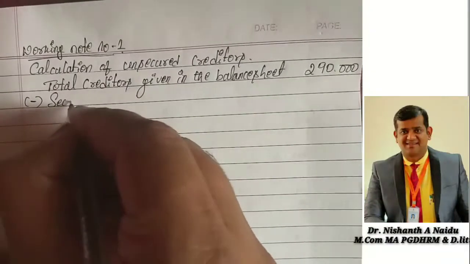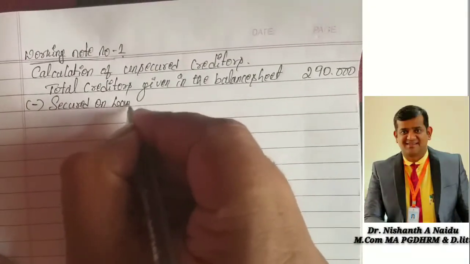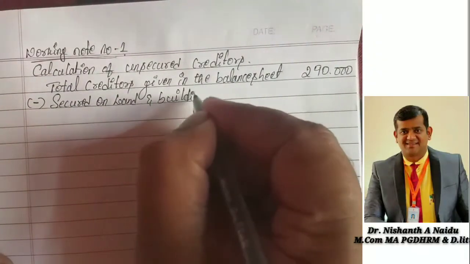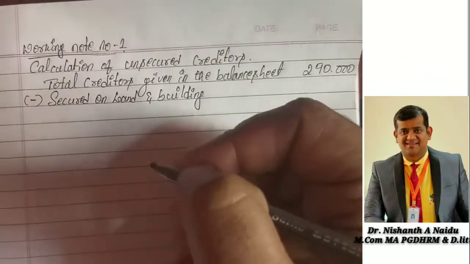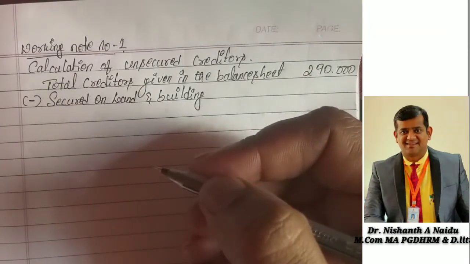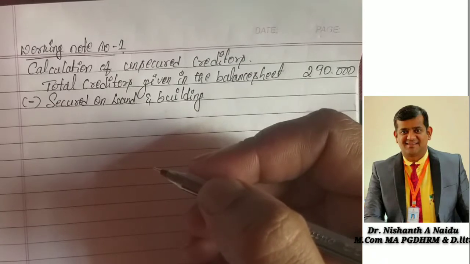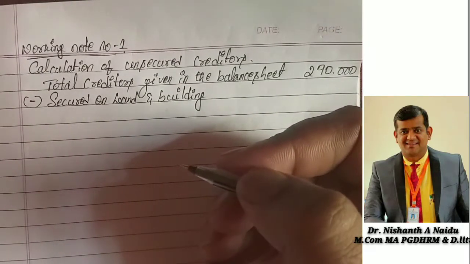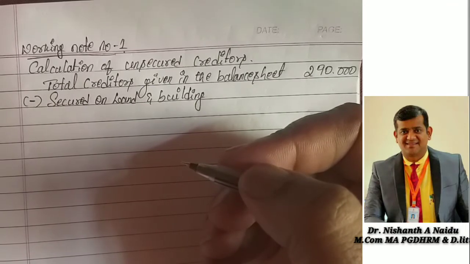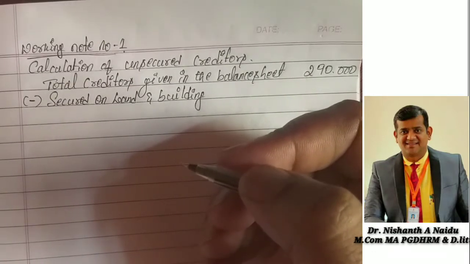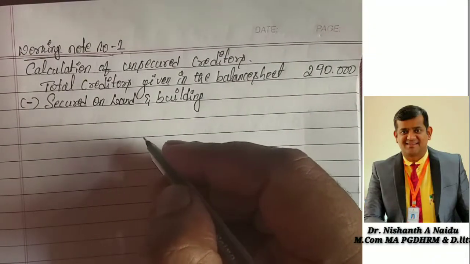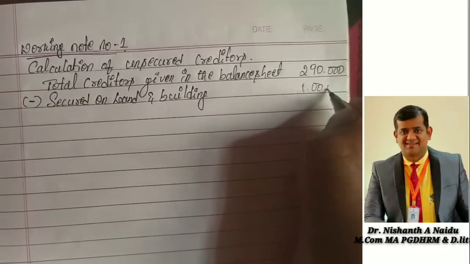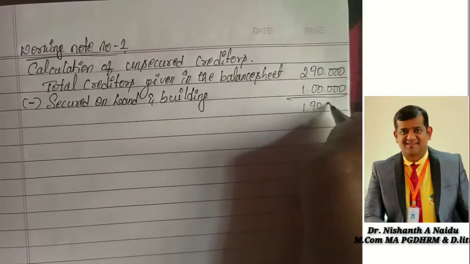Less secured on land and building. How much is secured on land and building? They have given in the problem. Check out how much. Did you get that? No. Just read the adjustment part. So somewhere they have given that. Yes. See, after that, the arrears, he said the company's creditors include a loan of rupees 1 lakh on mortgage on land and building. So that is secured on land and building. How much? 1 lakh rupees. So deduct this 1 lakh. Left out is 1,90,000 rupees.